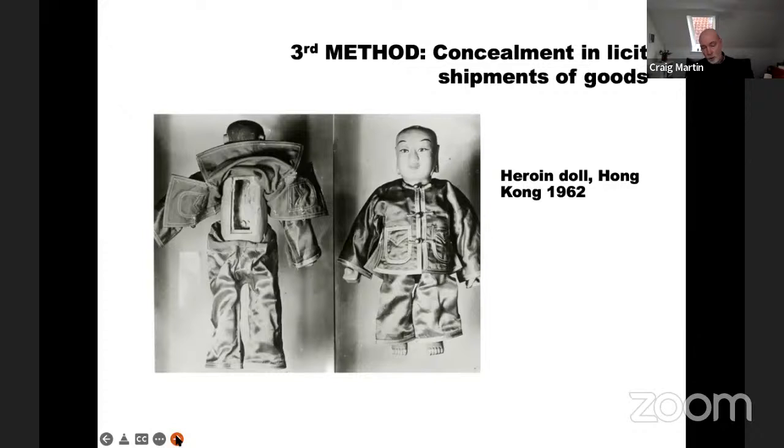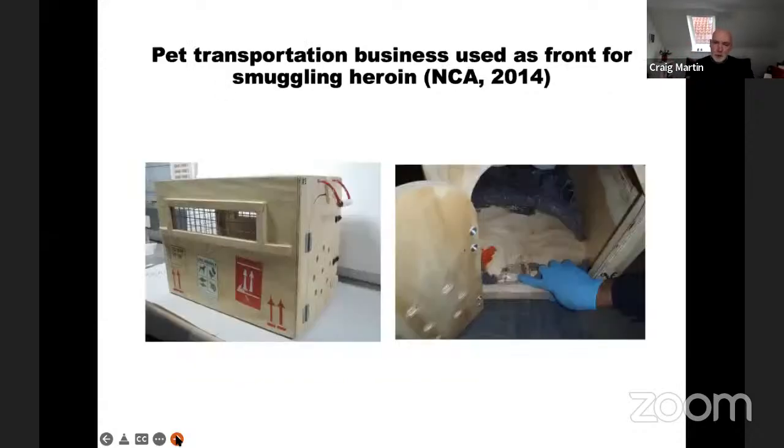So this was a child's doll. But as you can see on the left here, in the body, a cavity was cut out where heroin was smuggled. Going back to one of the first examples I mentioned, was the example of the pet transportation box. The box you can see here, I showed the one on the left image earlier, but on the right here we can see where the gloved hand is showing where a compartment, a false compartment was created by the smugglers, and then heroin secreted under this, in this false floor.